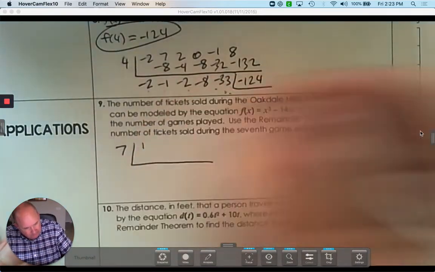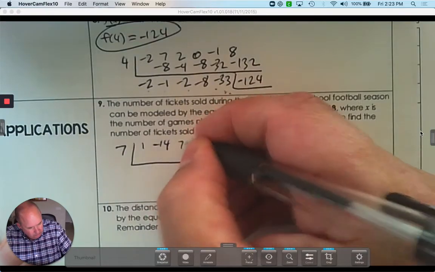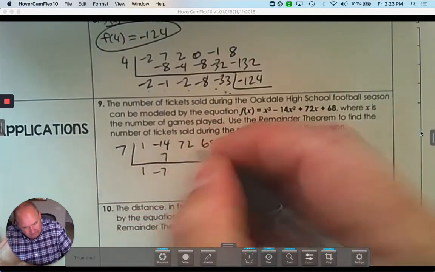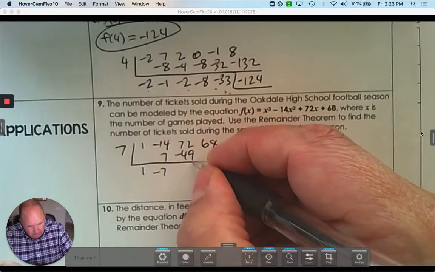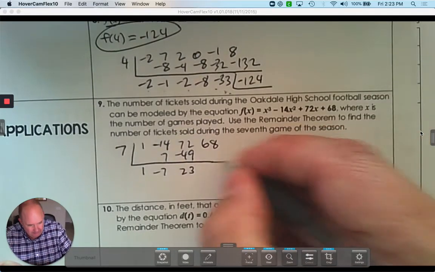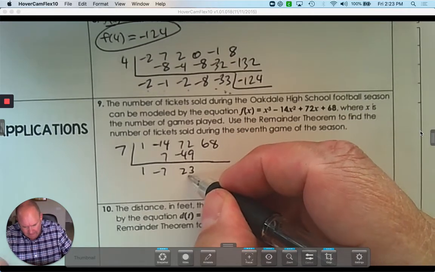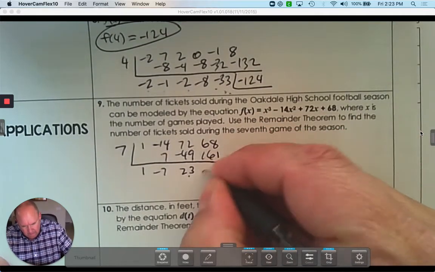7, and that's 1, negative 14, 72, and 68. That's 1, that's negative 7, that's negative 49. What is this? 12, that's 3, that's 23. If I needed to at the end, I might have to use a calculator, but I don't need to. So this is 140 and 21. So that's 161, 9, 12, 2.